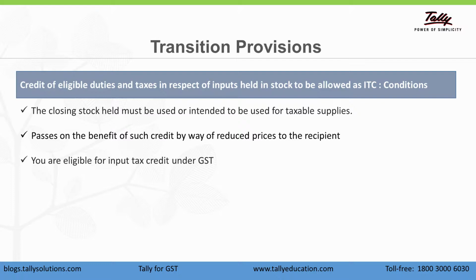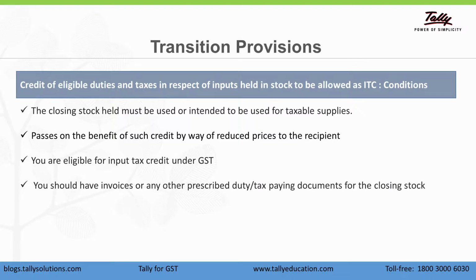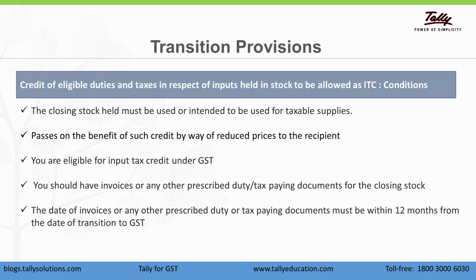To be eligible for input tax credit under GST, you must be a regular dealer. If you are a composition taxpayer, you cannot avail input tax credit. You should have a tax invoice or debit note or credit note as a document in respect of the closing stock. The tax paying documents that you possess must be dated within 12 months from the date of transition. Hence, stock for which documents are dated earlier than 1 year before the date of transition to GST will not be allowed for claiming input tax credit.